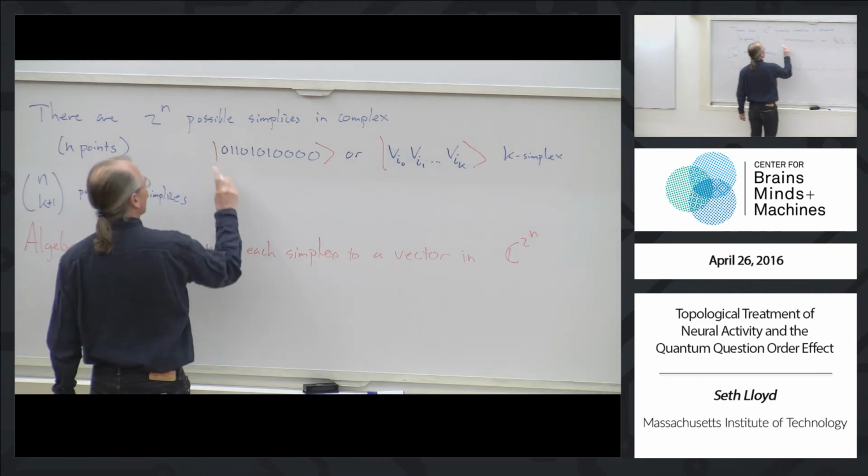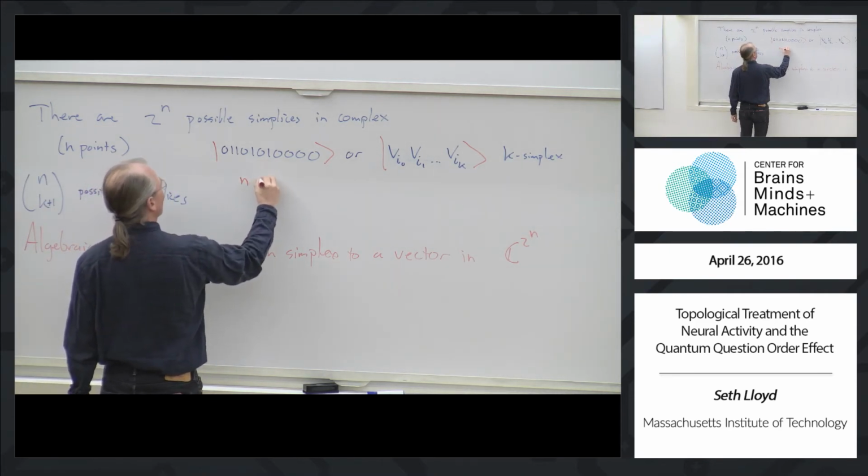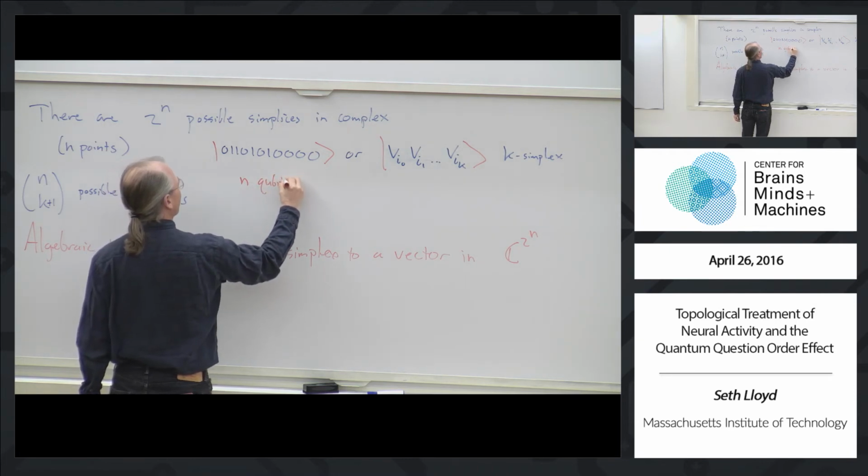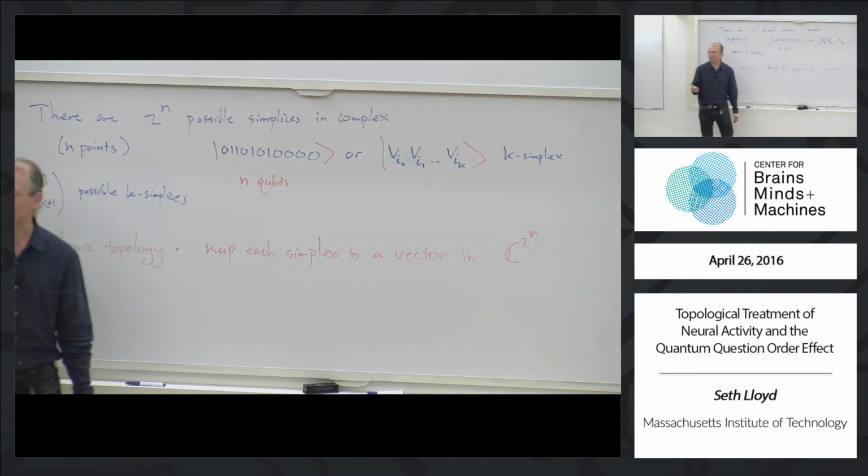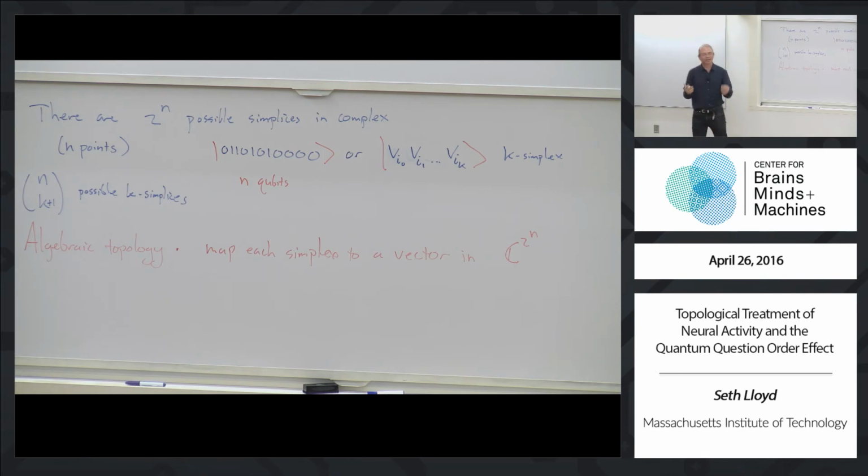Okay. So this is n quantum bits, or n qubits. Now, don't get confused about that. This is not what's going on in the brain. This is just showing how you do algebraic topology in a quantum mechanical fashion. That's all I'm doing right here.